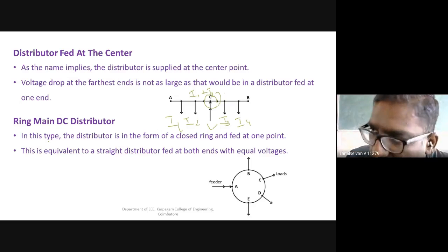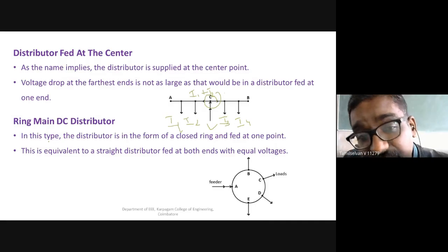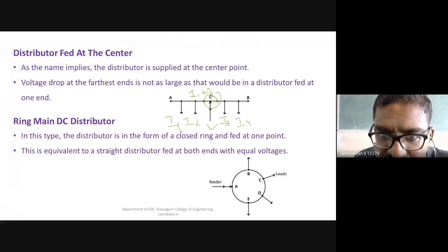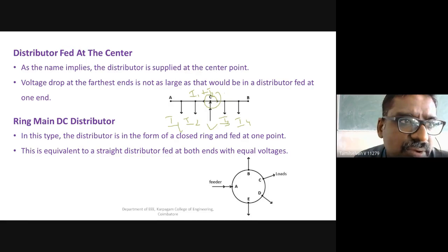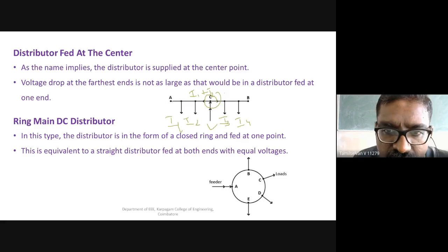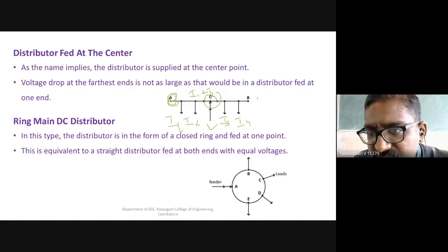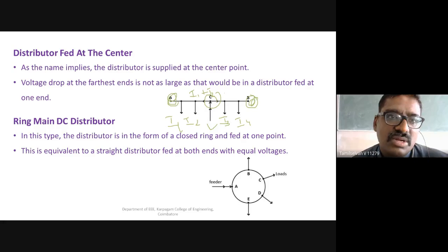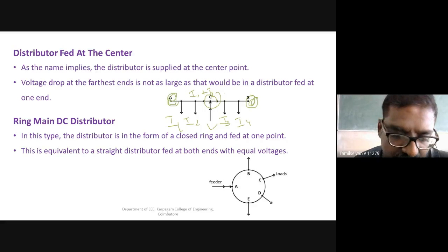On both sides of your distributor. Why? Because we are feeding at the center point. So automatically, what will happen when the feeder length becomes longer? When your feeder length is more, this point may lead to more voltage drop, and this point also will lead to more voltage drop. So that is one of the greatest disadvantages in case the distributor is fed at both the points.